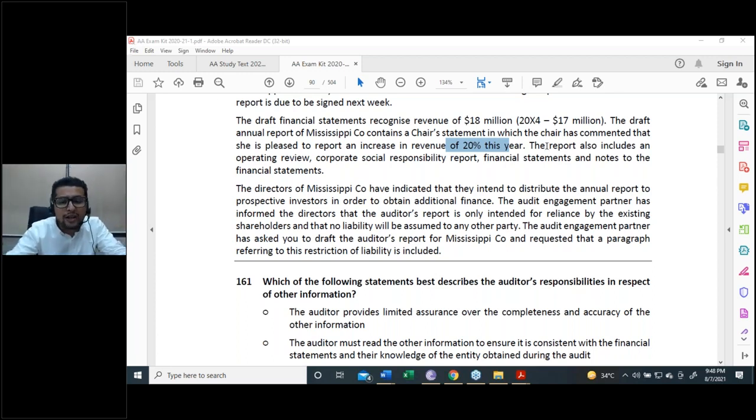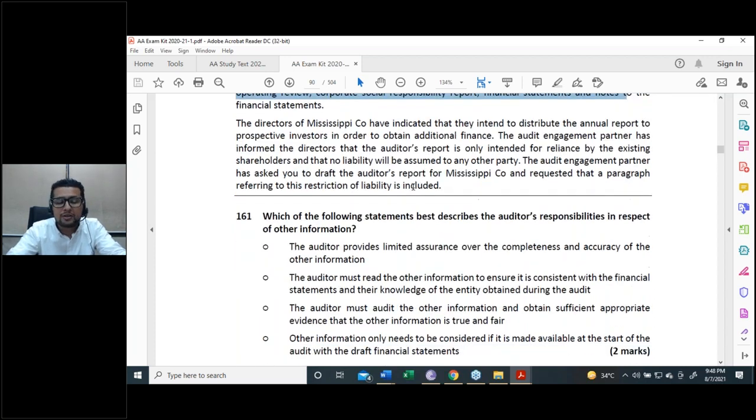So the revenue has not increased by 20%, but the chairman's statement is saying so. The report also includes an operating review, corporate social responsibility report, financial statements, and notes. So there is other information. I hope you are getting where the question is leading us.